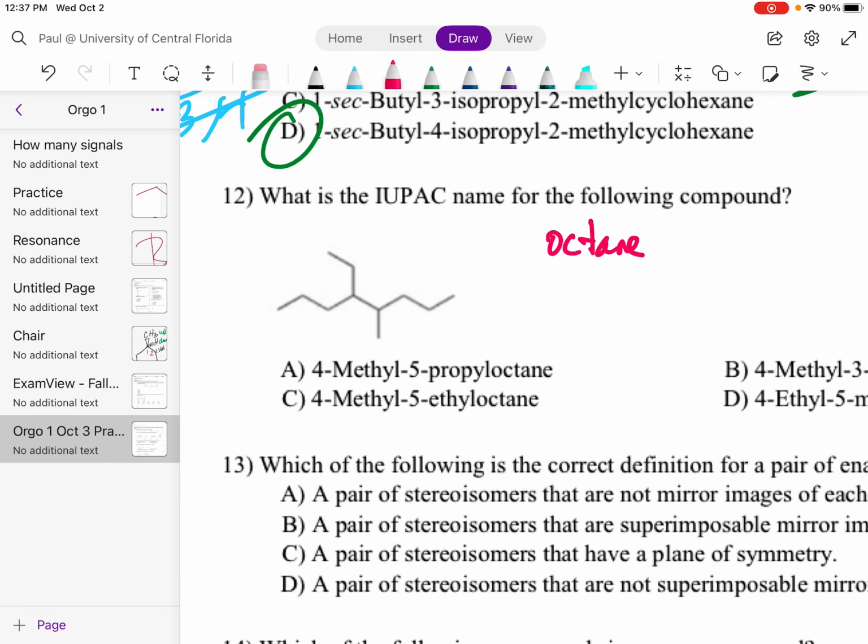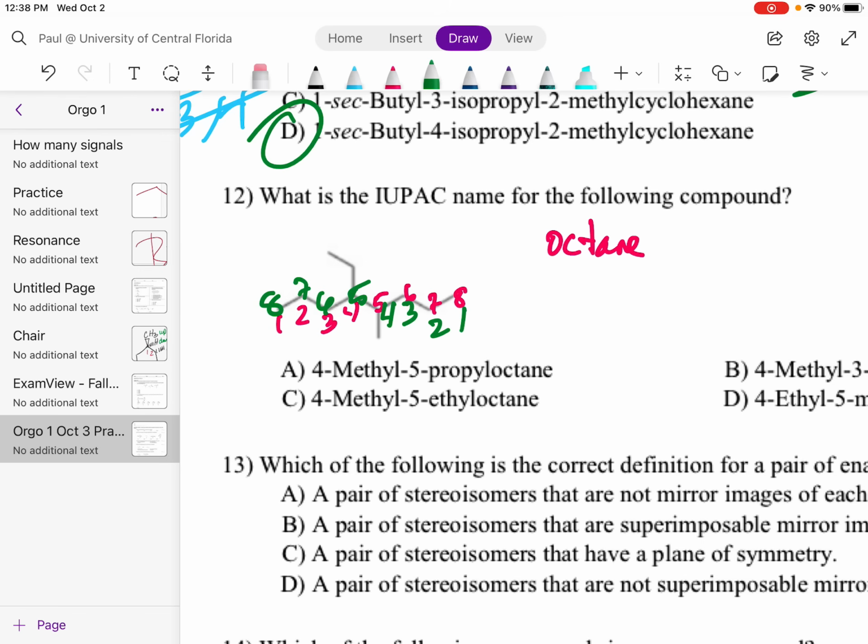That's the parent. But how do we number this? 1, 2, 3, 4, 5, 6, 7, 8. When do we bump into the first substituent? That carbon 4. Well, what if we numbered it the other way? 1, 2, 3, 4, 5, 6, 7, 8. We bump into the first substituent also at 4. So now we have to break the tie.